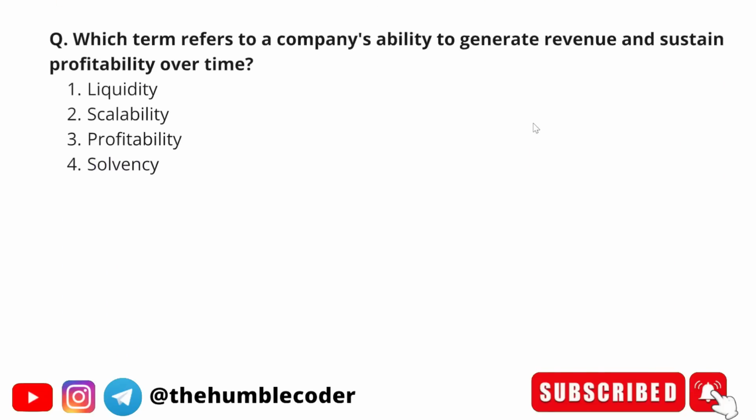Which term refers to companies' ability to generate revenue and sustain profitability over time? The options are liquidity, scalability, profitability, and solvency. The correct answer in this case is going to be scalability, which is option number 2. Scalability basically refers to companies' ability to grow revenue without a proportional increase in cost, ensuring the long-term profitability.